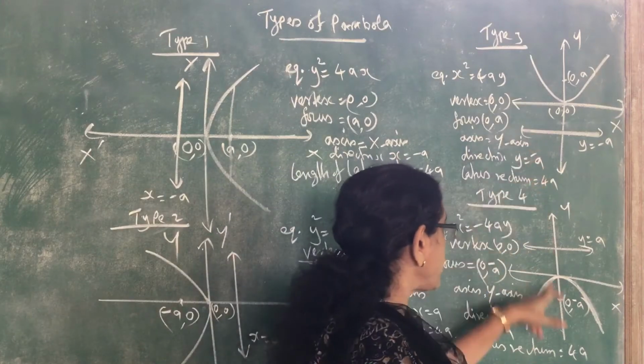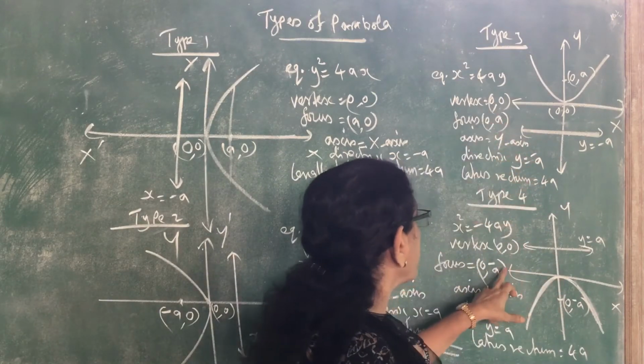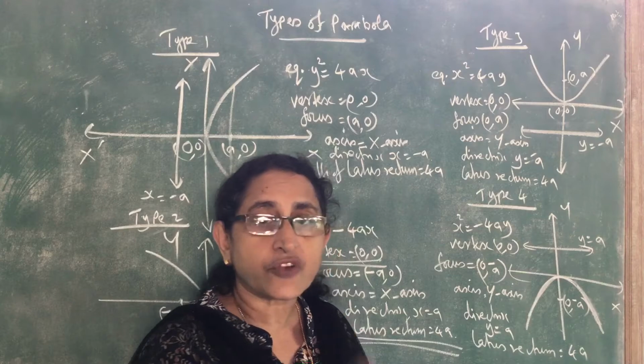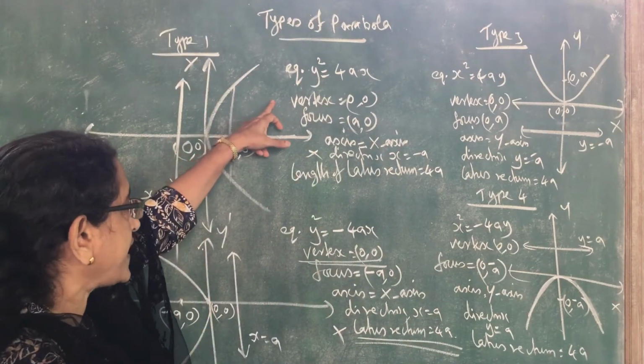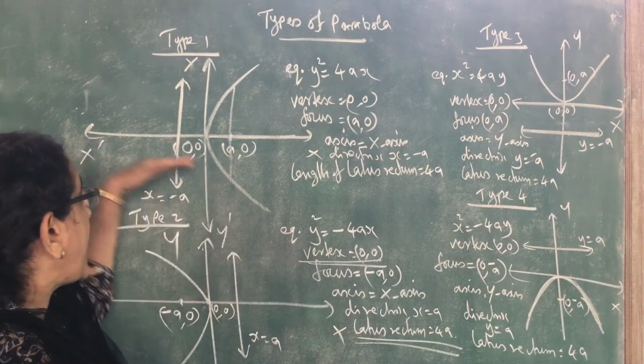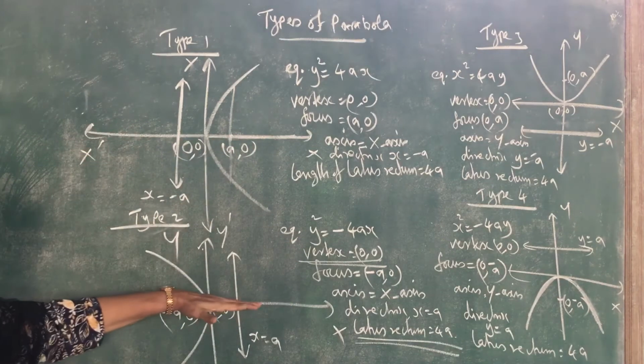So for these two types of parabola, type 3 and type 4, the axis of the parabola is the y-axis. For these two, y square equal to 4ax and y square equal to minus 4ax, the axis of the parabola is the x-axis.